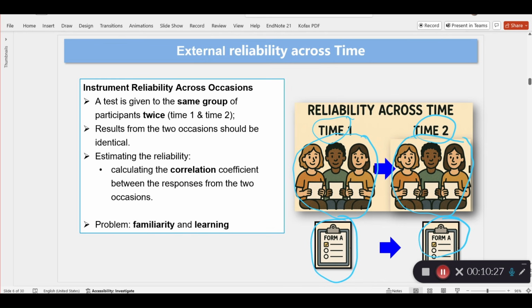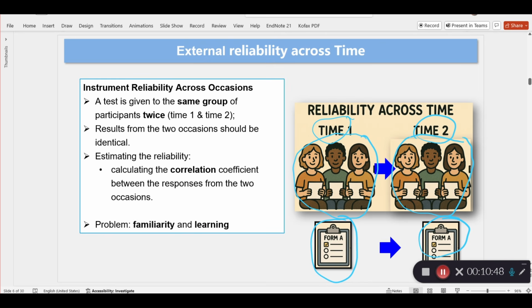So this is how we estimate external reliability. Again, we can calculate a correlation coefficient between the two, or if you like, you can do a paired samples t-test to see if there's a statistically significant difference between time 1 and time 2 scores.